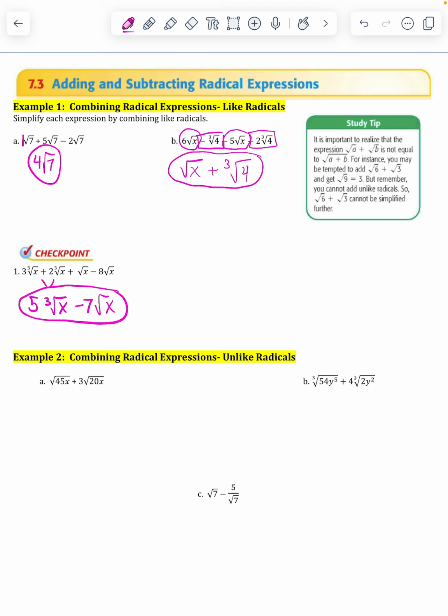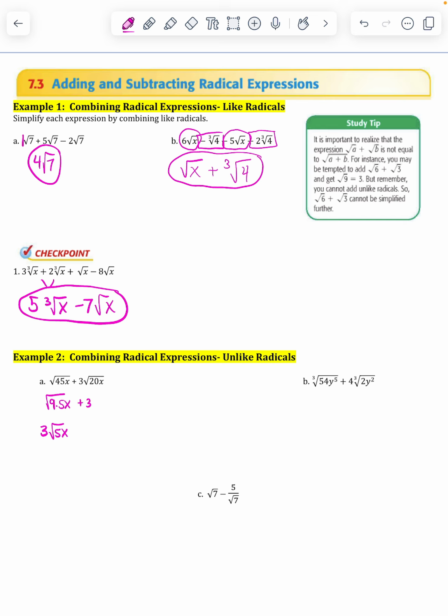What happens most often, though, is we have radical expressions that do not have like radicands, and if that's the case, then usually they are set up specifically so that if you do simplify them, they will be the same. You just have to do some preliminary work. So the square root of 45x, I would rewrite as the square root of 9 times 5x, to simplify this to be 3 times the square root of 5x.